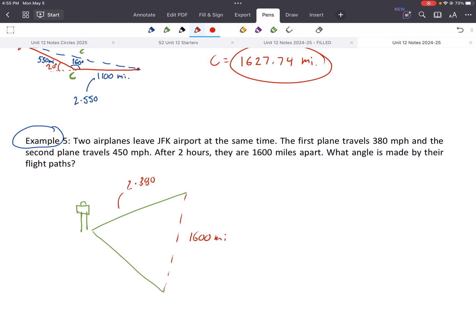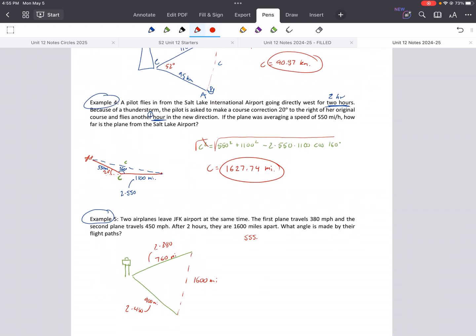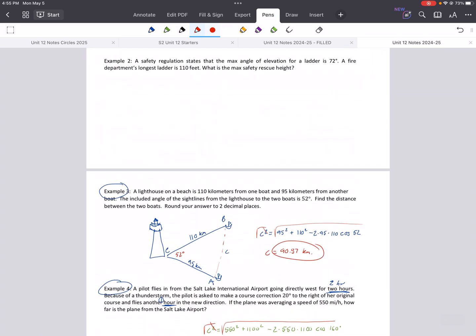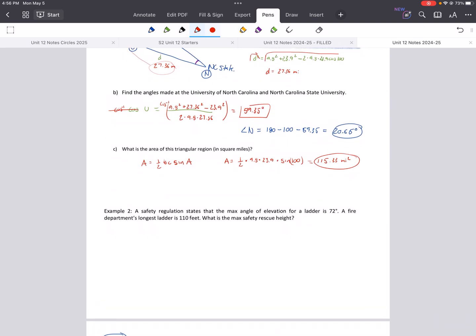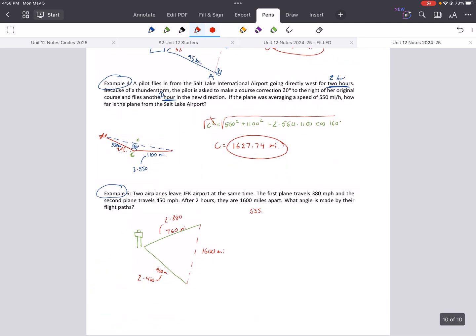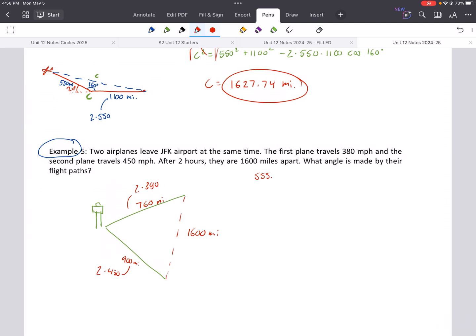2 times 380 would be 760 miles. And if we do the same thing here, 2 times 450, this would give us 900 miles. So we have all 3 sides. So this would be side, side, side. Sorry, I think all of these probably need to, maybe we should go over example 1. I think all the other ones all used the law of cosines. Okay, so maybe we'll go over that.